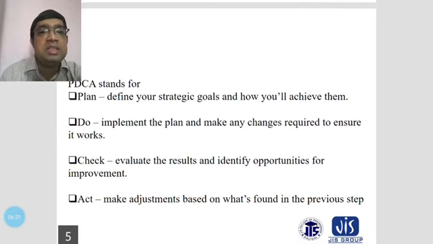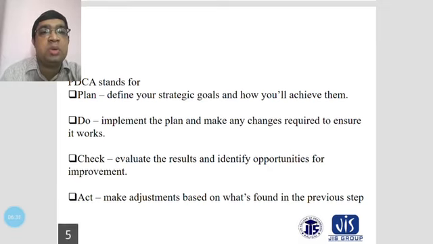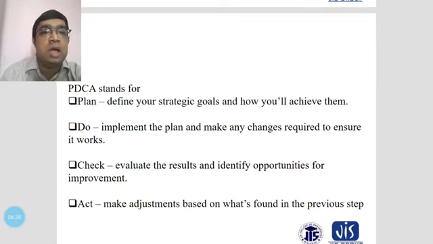PDCA stands for Plan: define your strategic goal and how you will achieve it. That is the first thing to consider. The second is Do: implement the plan and make any change required to ensure it works.